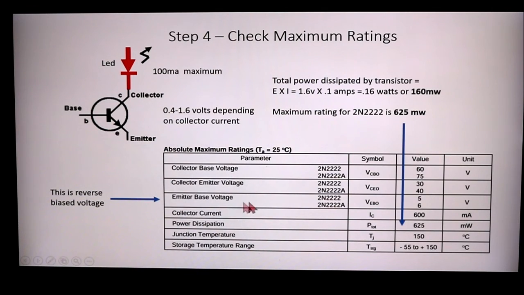The emitter base voltage, this is the reverse biased voltage, not the forward biased voltage we used to calculate the base resistor. And that's 5 to 6 volts. We're nowhere near that. Collector current, 600 milliamps. We assumed 100. And junction temperature, 150. It can run storage minus 55 to plus 150. So we're in good shape there.